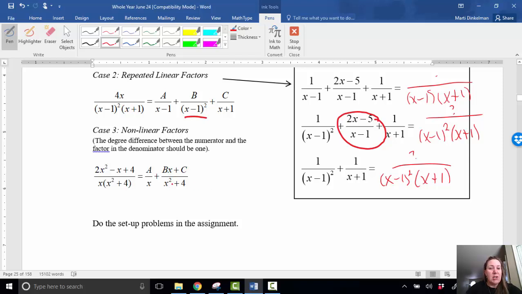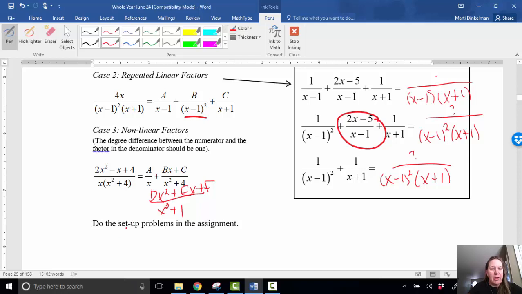And if this was an x cubed, I would have to have, and I'll just write that. So let's just say we have a term that's x cubed plus 1. What would go on top of that? Well, it has to differ by only a degree. So I'll start with D here, Dx squared plus Ex plus F. Okay, so we have to make sure that we differ only by a degree.